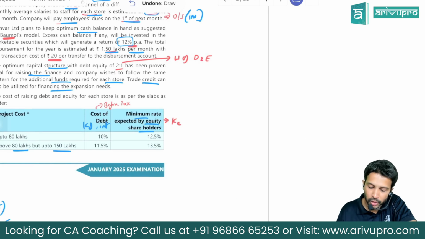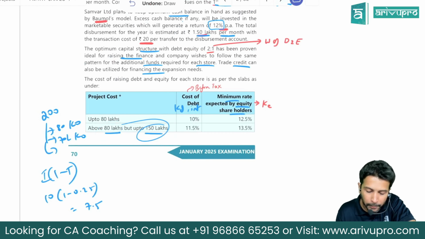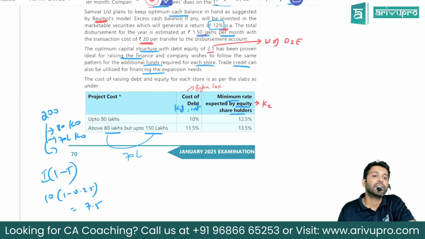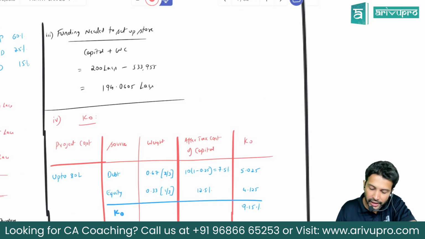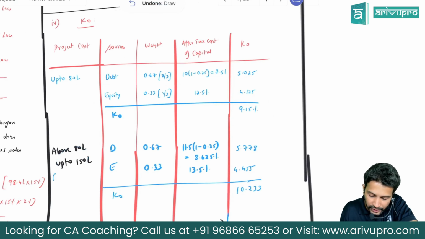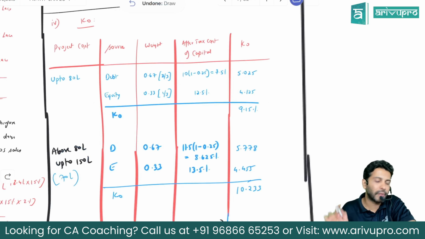Then what does the slab ka question say? Beyond 80 lakh but up to 150 lakh. From 80 to 150 if you count, how much is that? 70 lakh. Meaning on the next 70 lakhs, how much debt ka weightage? Will the debt equity ka weightage change or same? Same.